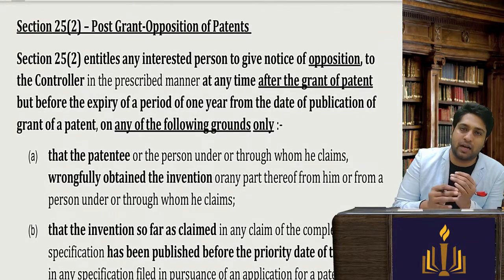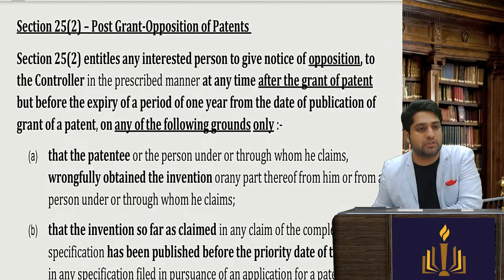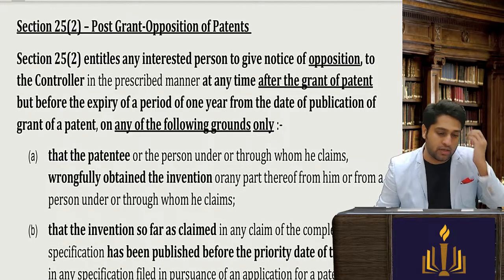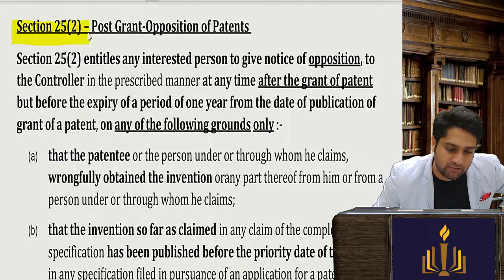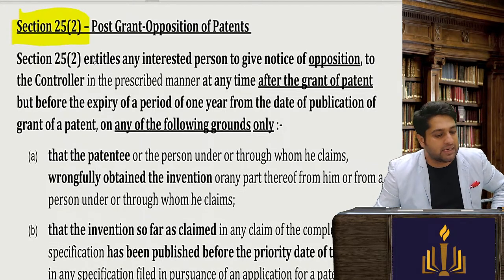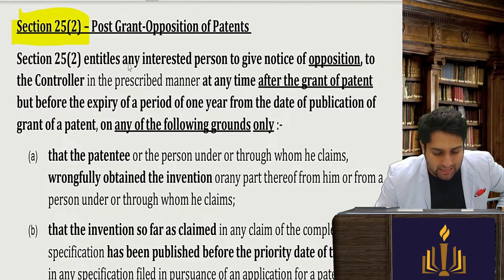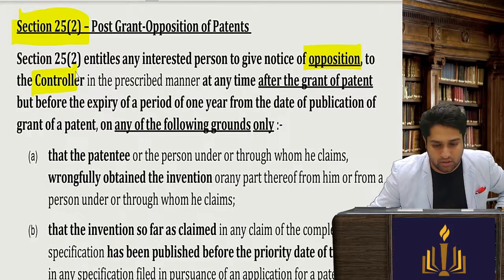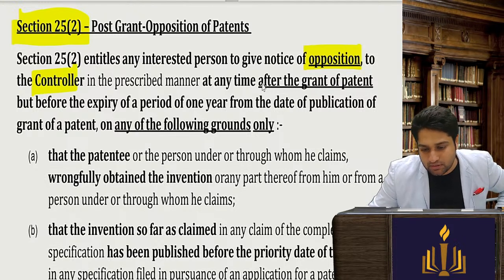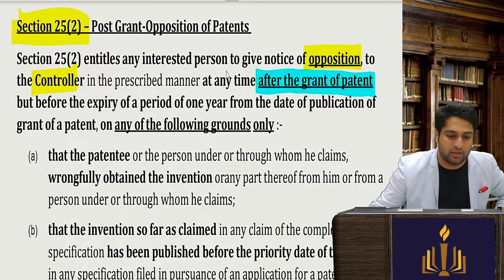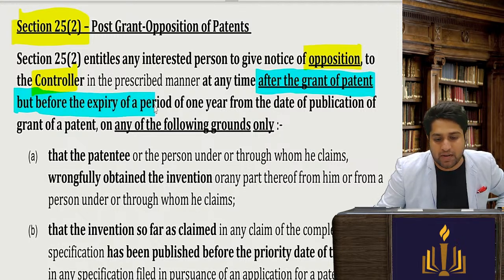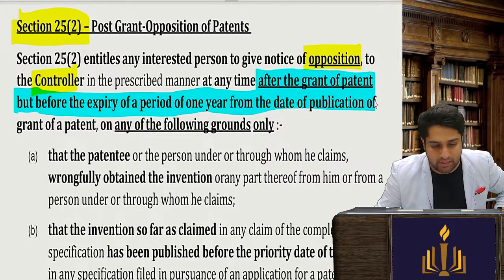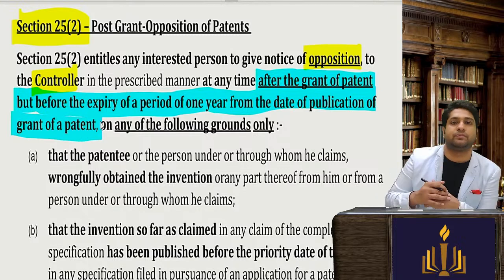However, if you go to see, the grounds for post-grant opposition are also the same. Okay, but it is given under section 25 subsection 2. Section 25 subsection 2 entitles any interested person to give an opposition to the controller after the grant of the patent, but before the expiry of 1 year from the date of publication of the grant of patent.